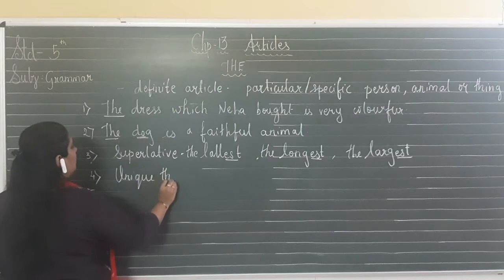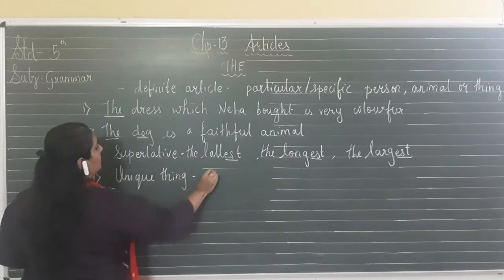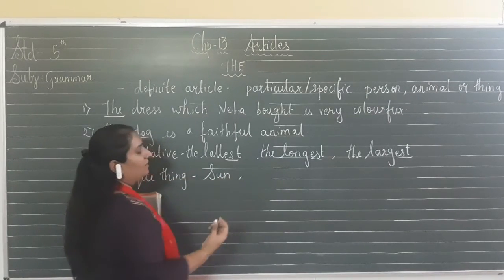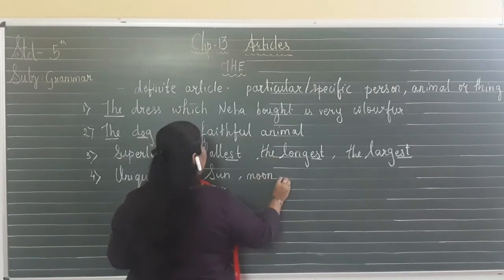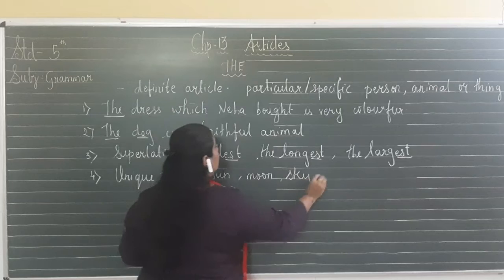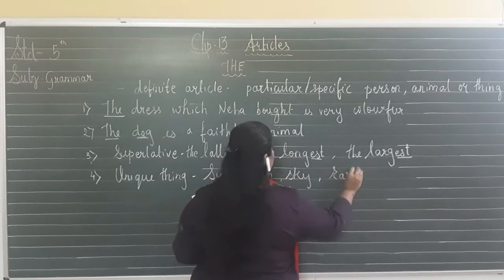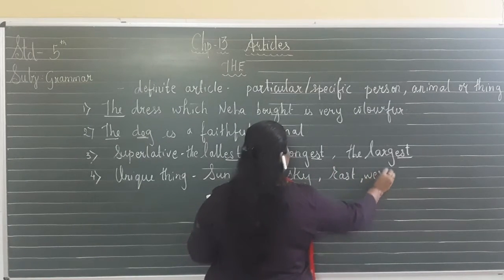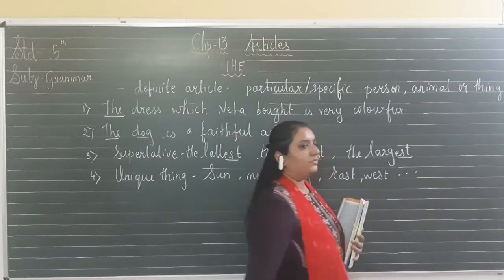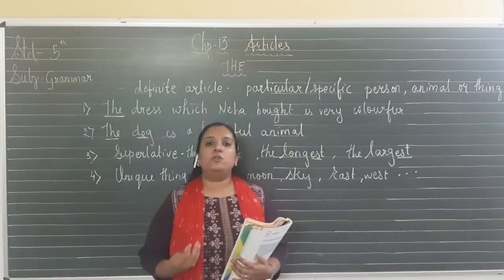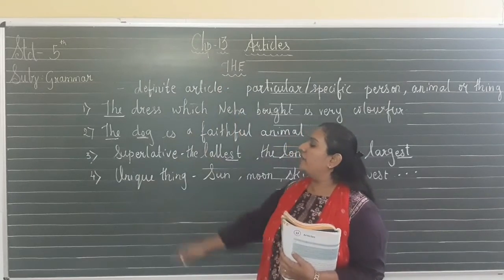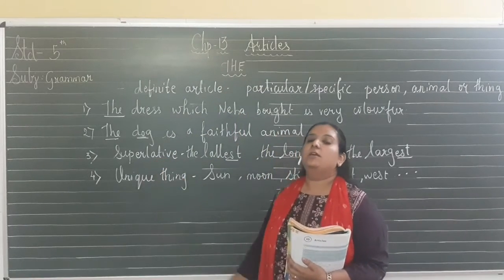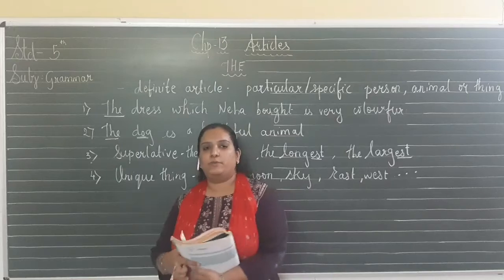What are unique things? For example, sun, there is only one sun in the whole world. Sun, moon, sky, even the directions: east, west, north, south, etc. So whenever you find any unique thing in this world, we will use article the. Wherever you find a superlative word, we will use article the before it.